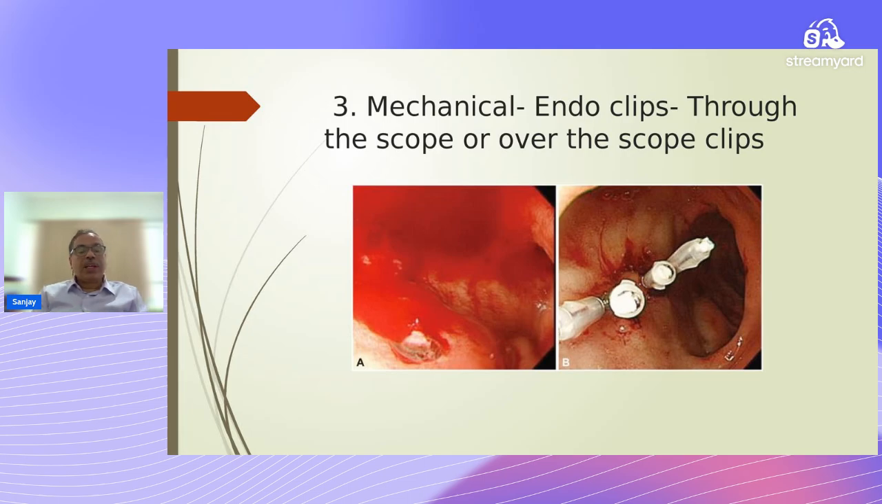The third way in which you can control the hemorrhage is mechanical. That means use of endoclips or hemoclips. They can be passed through the scope or over the scope. So there are two types of clips which we can use: through the scope or over the scope. You can apply 3 clips on a visible or bleeding vessel as shown in diagram B. And if it is combined with adrenaline or another way of controlling the hemorrhage, it would lead to better control and prevent further risk of rebleeding.